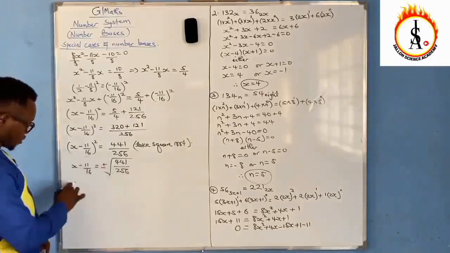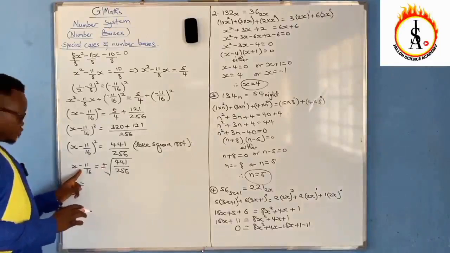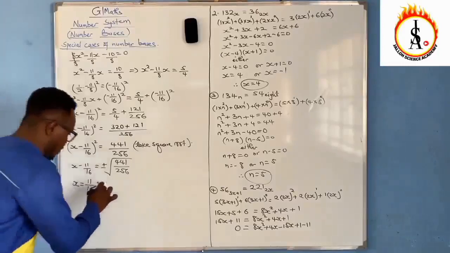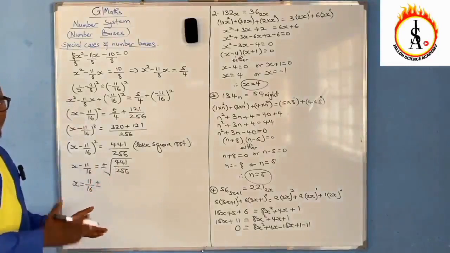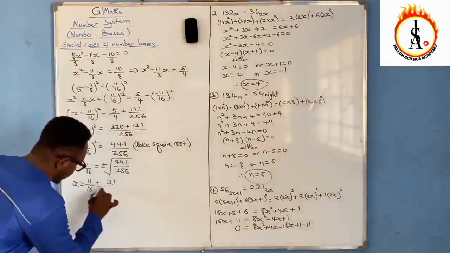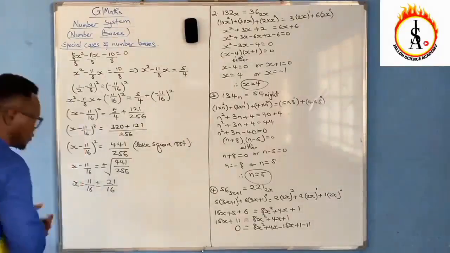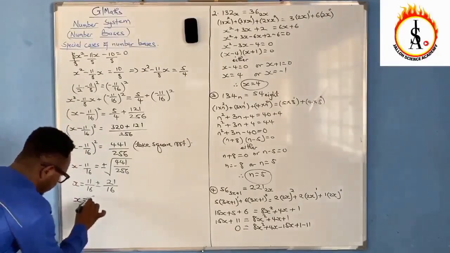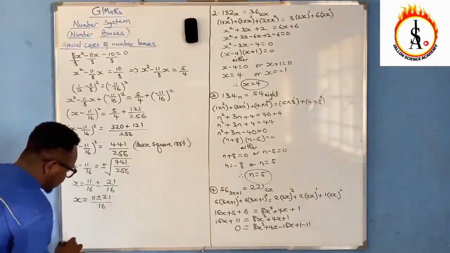So this, we're going to transpose this. So x will be equal to, if we transpose this, this negative sign becomes positive. So we get 11 upon 16 plus or minus. This is a perfect square. 441 is 21. 21 times 21 gives you 441. So you get 21 over, and this is also a perfect square, that is 16. So now we have x is equal to 11 plus or minus 21 upon 16.